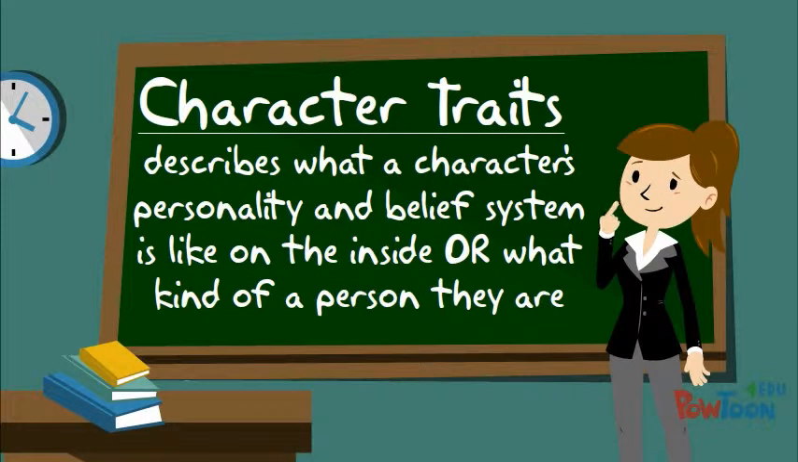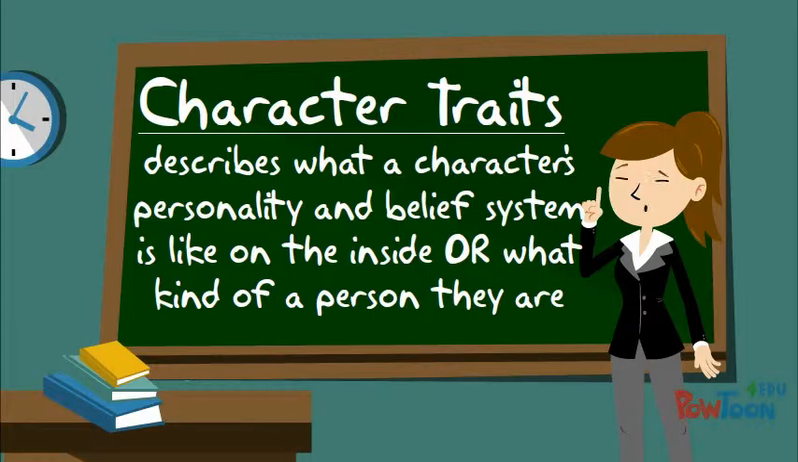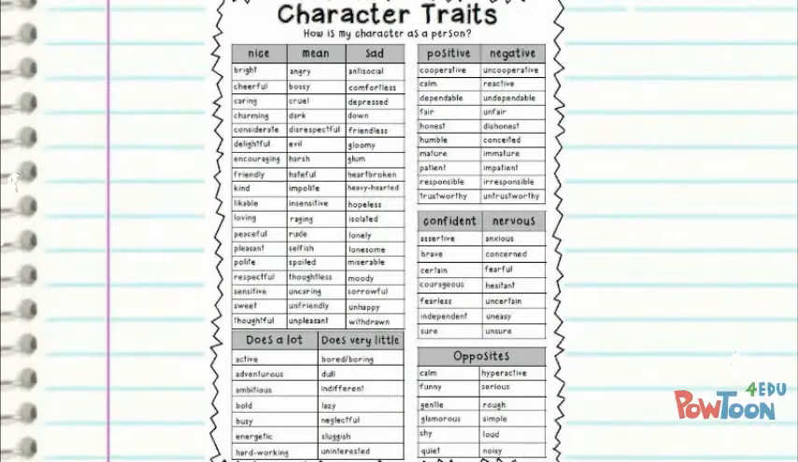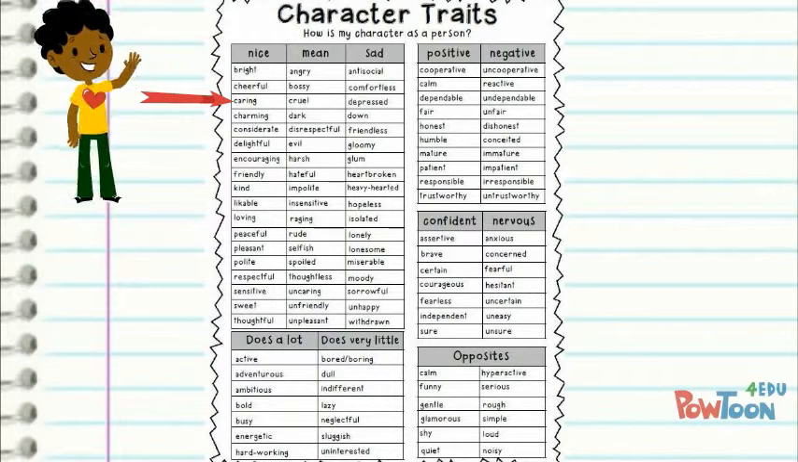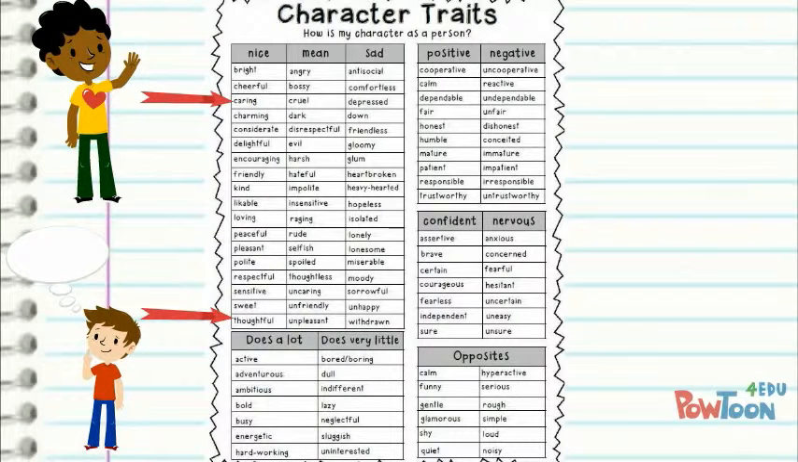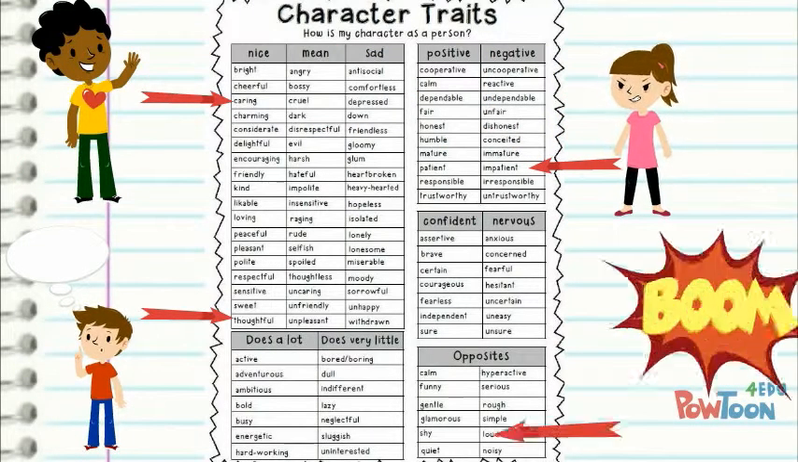Character traits describe how a character is on the inside, their personality or their belief system, basically what kind of a person they are. In your notebook, you have a list of different character traits. Some characters can be caring, some characters can be thoughtful, a character trait can be impatient, or it can be loud.